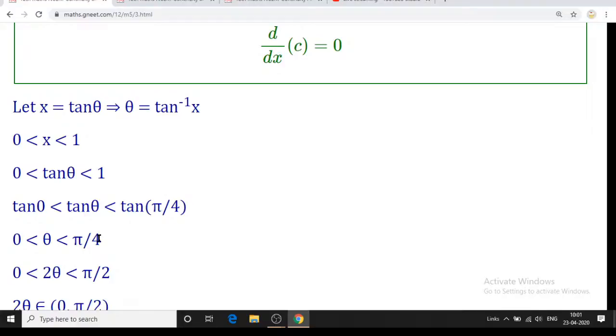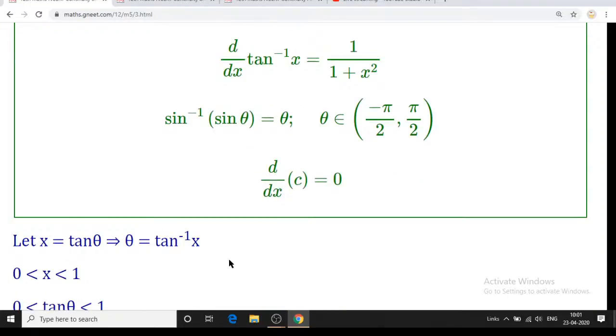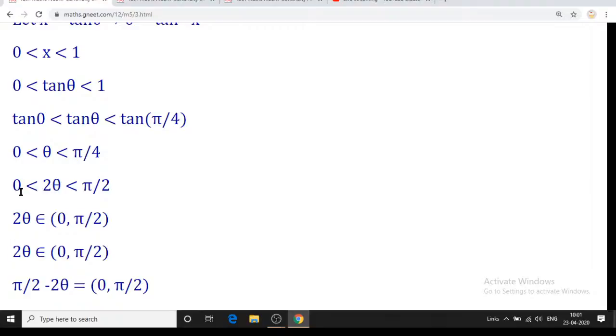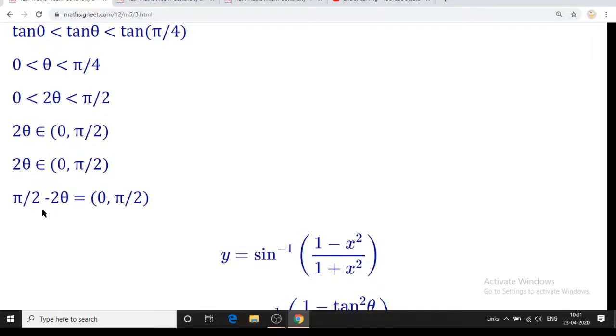Here we are going to get 2 theta, because when we simplify, we get the formula as 2 theta. So where will 2 theta lie? Our 2 theta will be between 0 to pi by 2. We will require pi by 2 minus 2 theta. So replace 2 theta: the minimum value was 0, so pi by 2 minus 0 will be pi by 2, and pi by 2 minus pi by 2 will be 0. So ultimately pi by 2 minus 2 theta will lie between 0 and pi by 2.